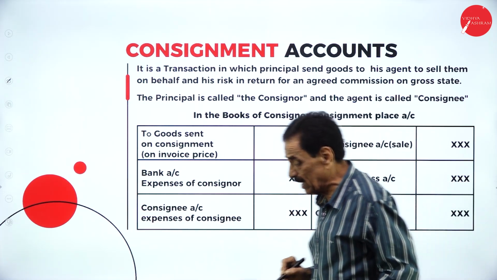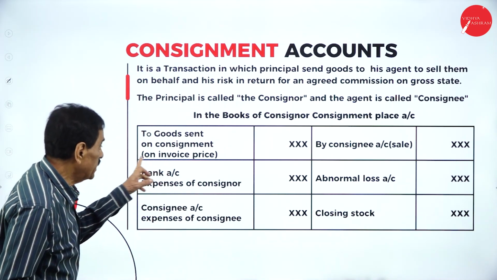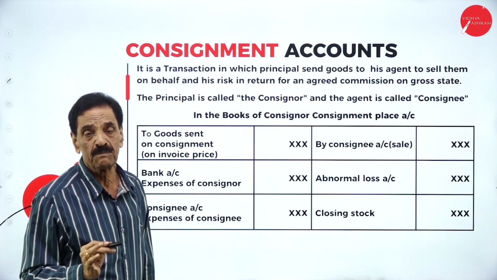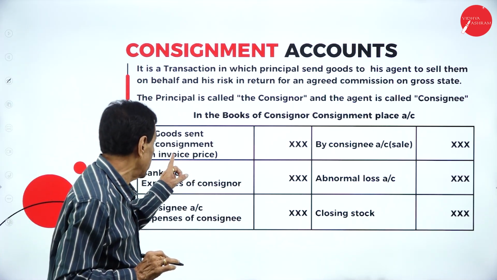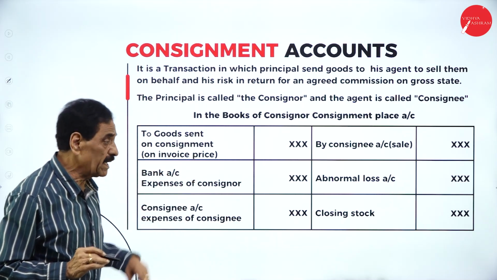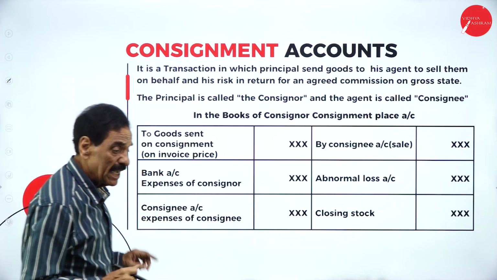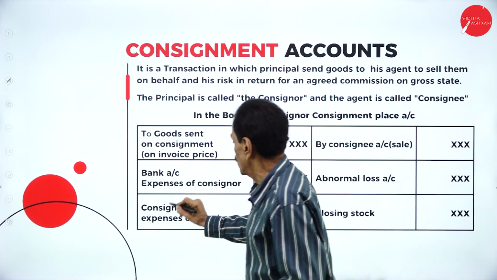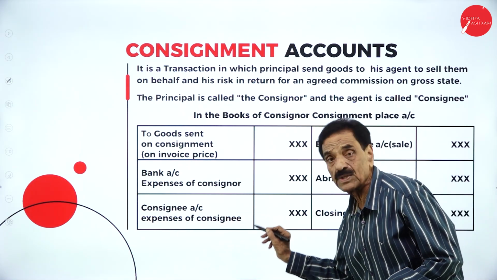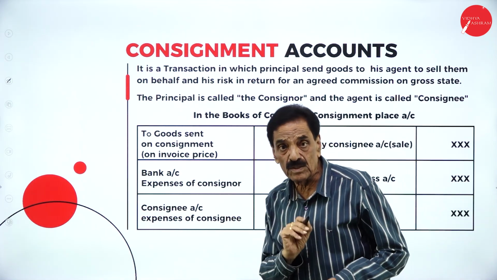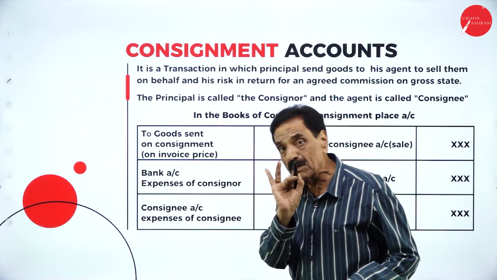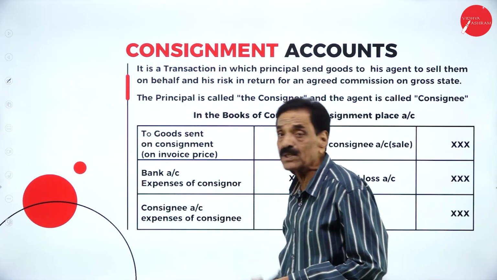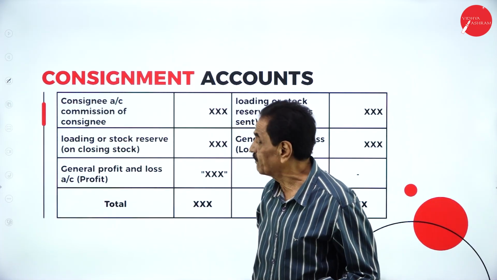In the books of the consignor, you are going to write goods sent on consignment account. Invoice price means cost price plus profit. If the goods are sent at invoice price, you have to write goods sent on consignment account, then to bank account, expenses of the consignor, to consignee account, expenses of consignee. If the invoice price is not used, then you can write goods sent on consignment only. Invoice price means cost price plus profit. I will explain this. Then, to consignee account, commission of consignee.